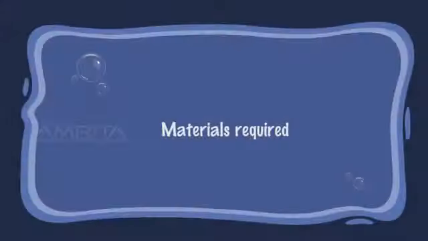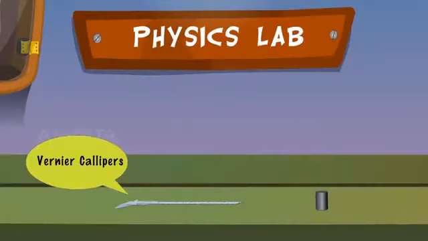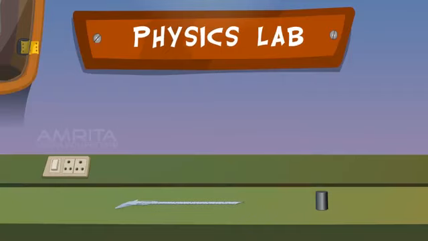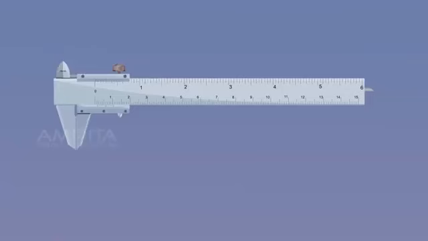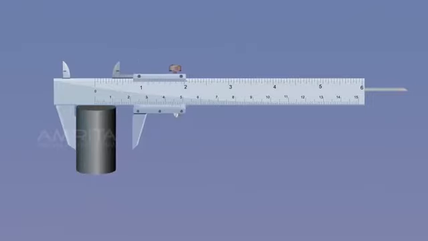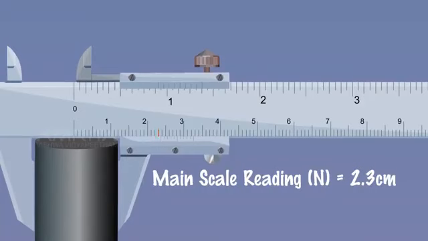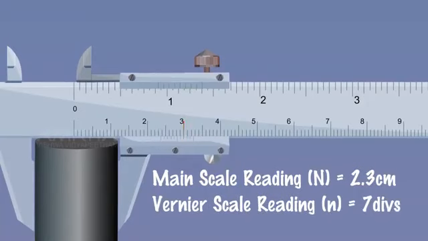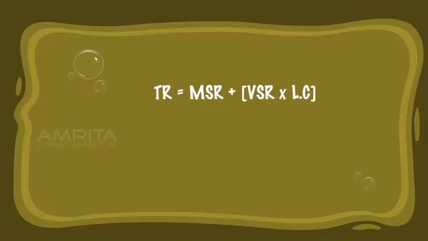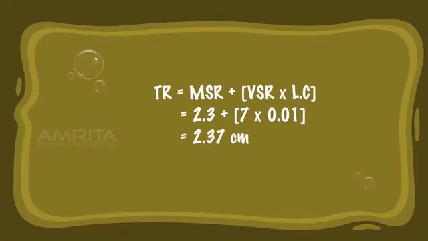Cylinder. Materials required: vernier calipers and a cylinder. Take the vernier calipers and the cylinder. Place the cylinder between the outer measuring jaws widthwise to measure its diameter. Note its MSR and VSR readings. Calculation: TR is equal to MSR plus VSR into least count. That is equal to 2.3 plus 7 into 0.01, which is equal to 2.37 centimeters. That is D is equal to 2.37 centimeters.